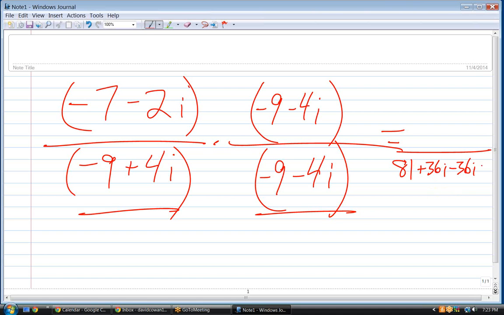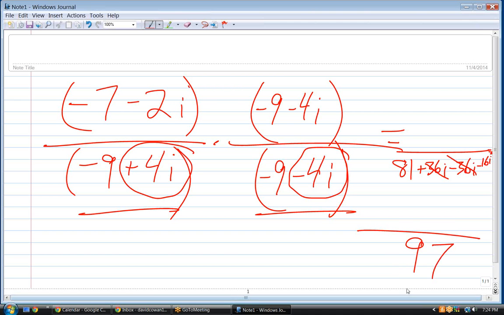What's the last term? Plus 4i times minus 4i. What is it? Minus 16i squared. Okay. So notice that cancels with that. The i squared I can replace with a minus 1, so the denominator turns into a real number. What is it? 97. Good.